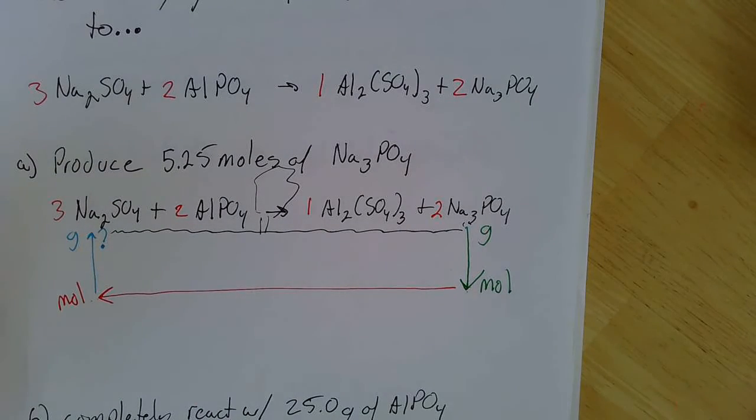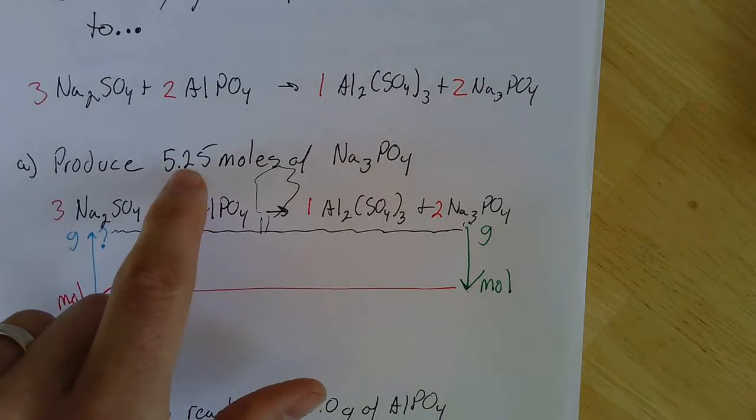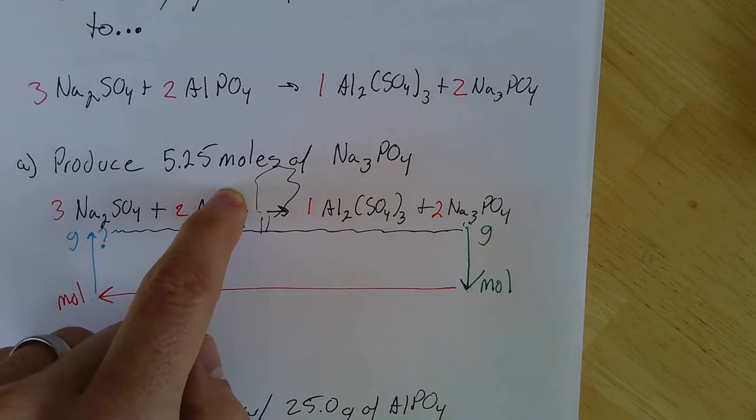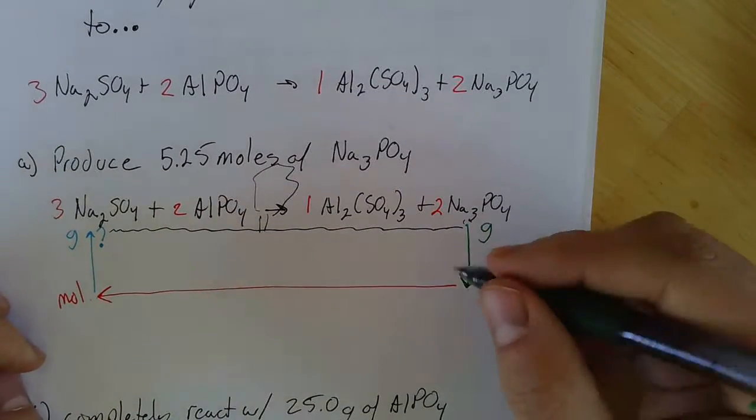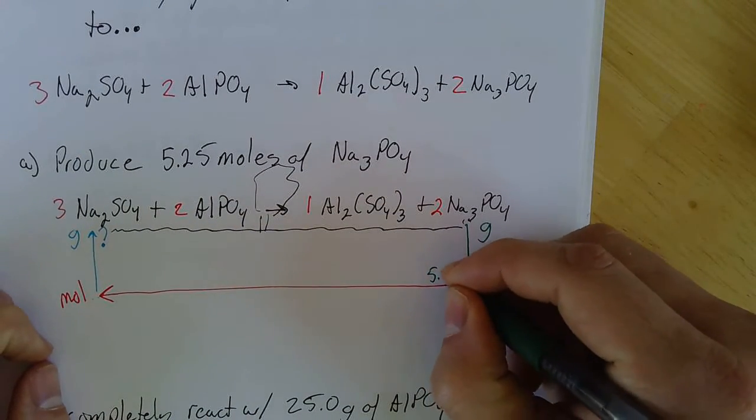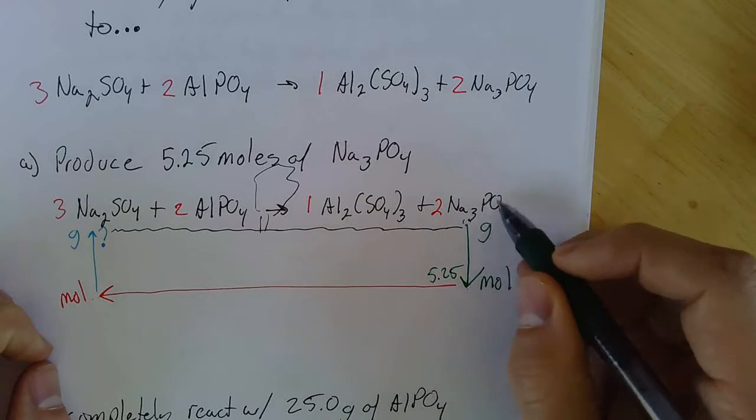So for this one, what I'm going to write down is where I'm at. So I know I have 5.25 moles of Na3PO4. So I'm going to write that right here. I have 5.25 moles. I'm going to write it right under that guy.